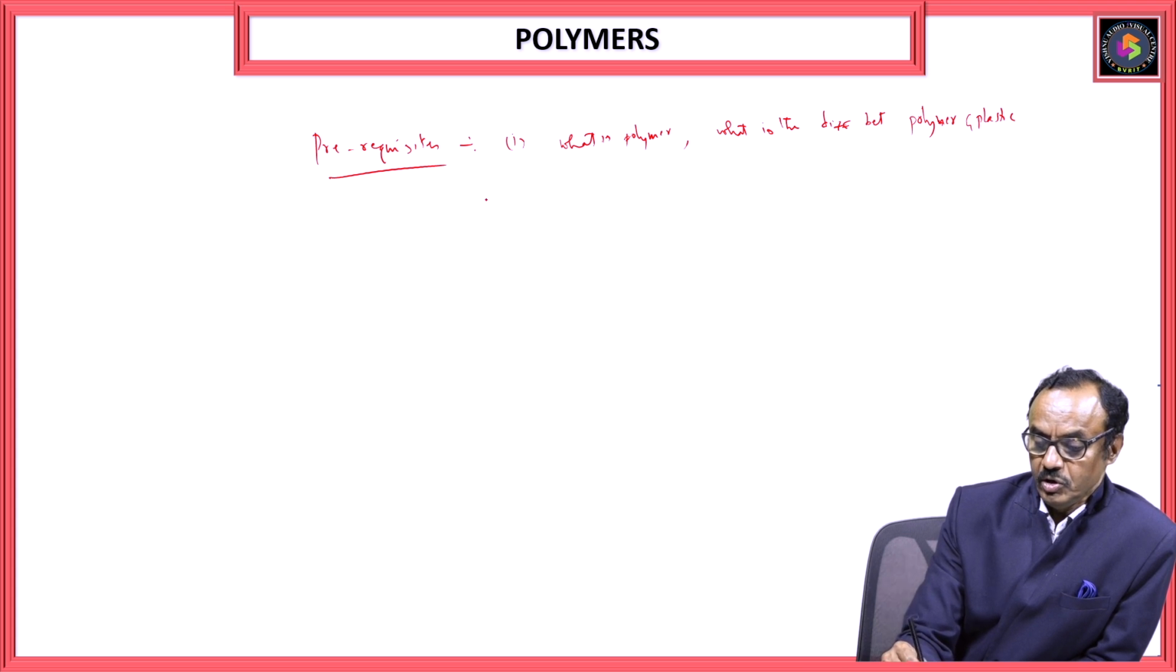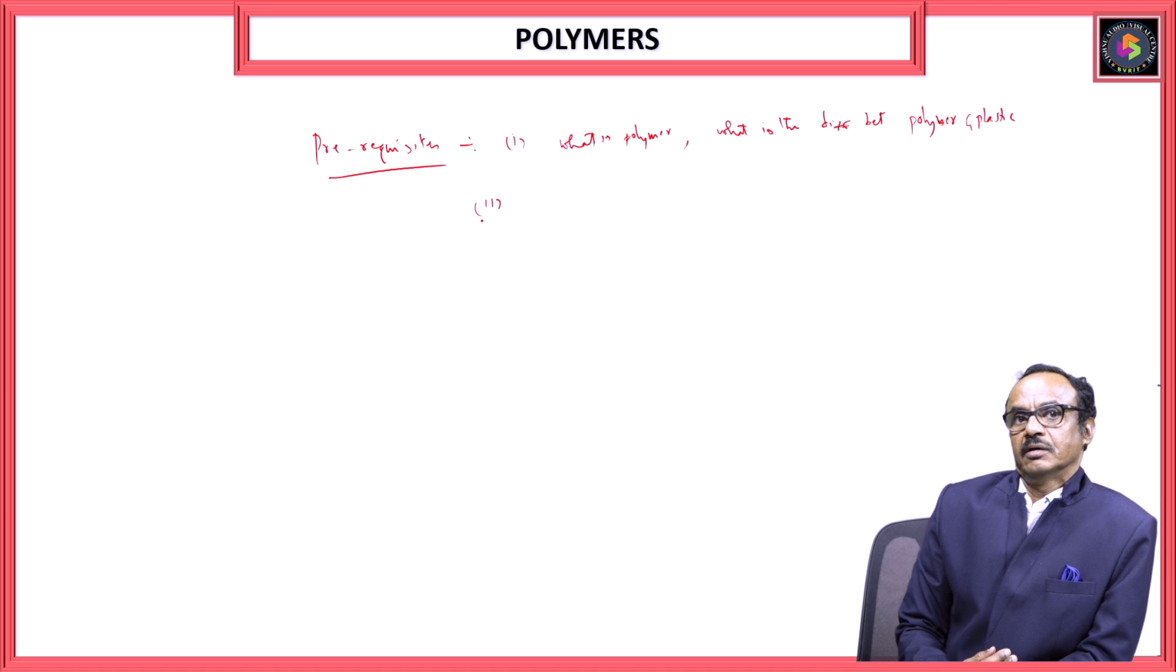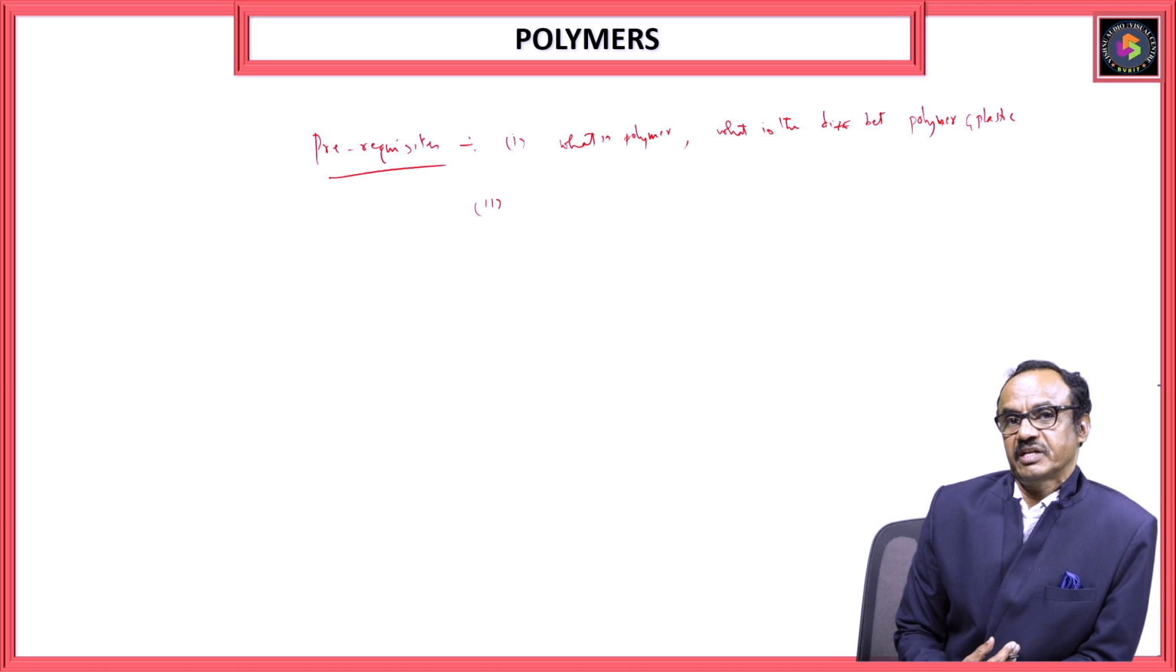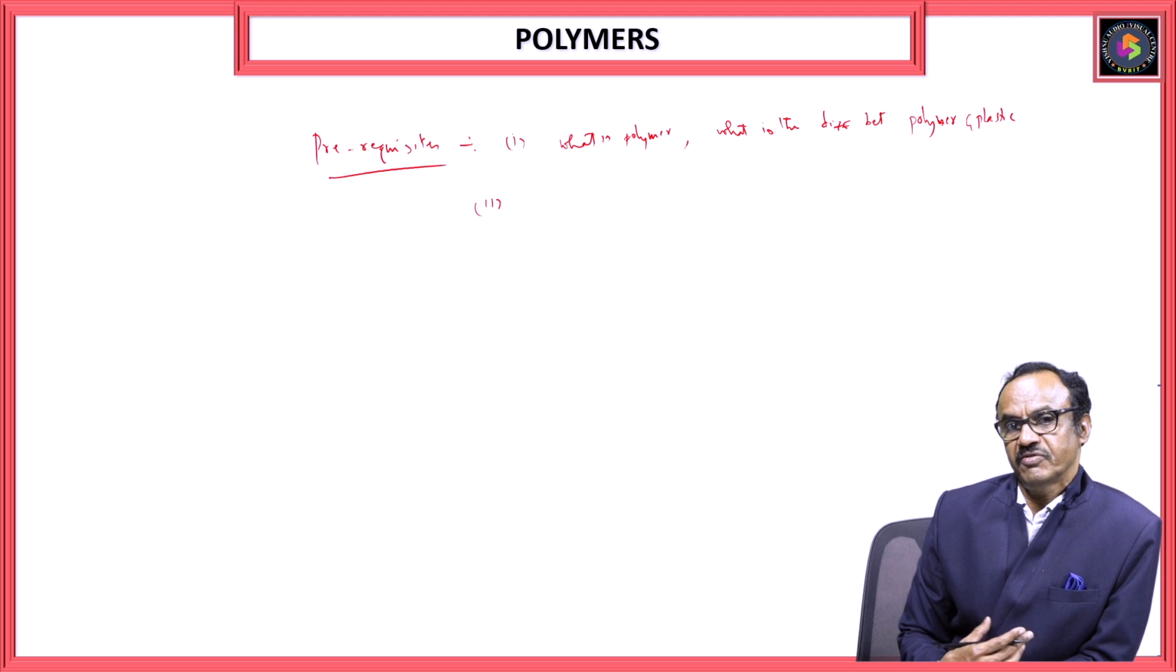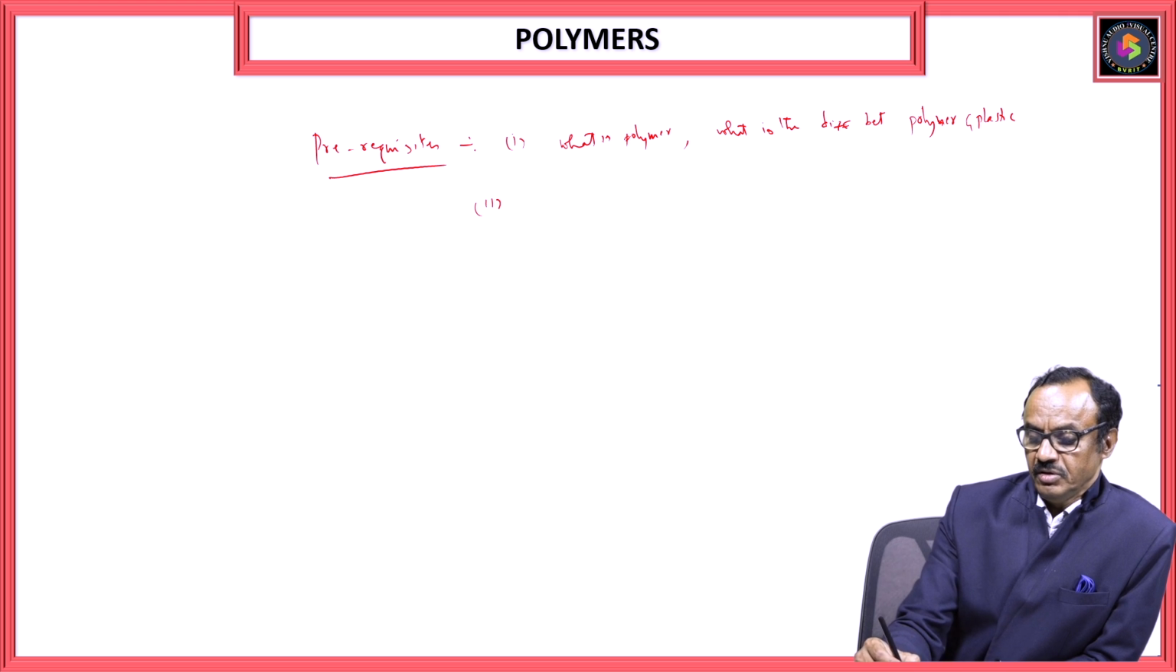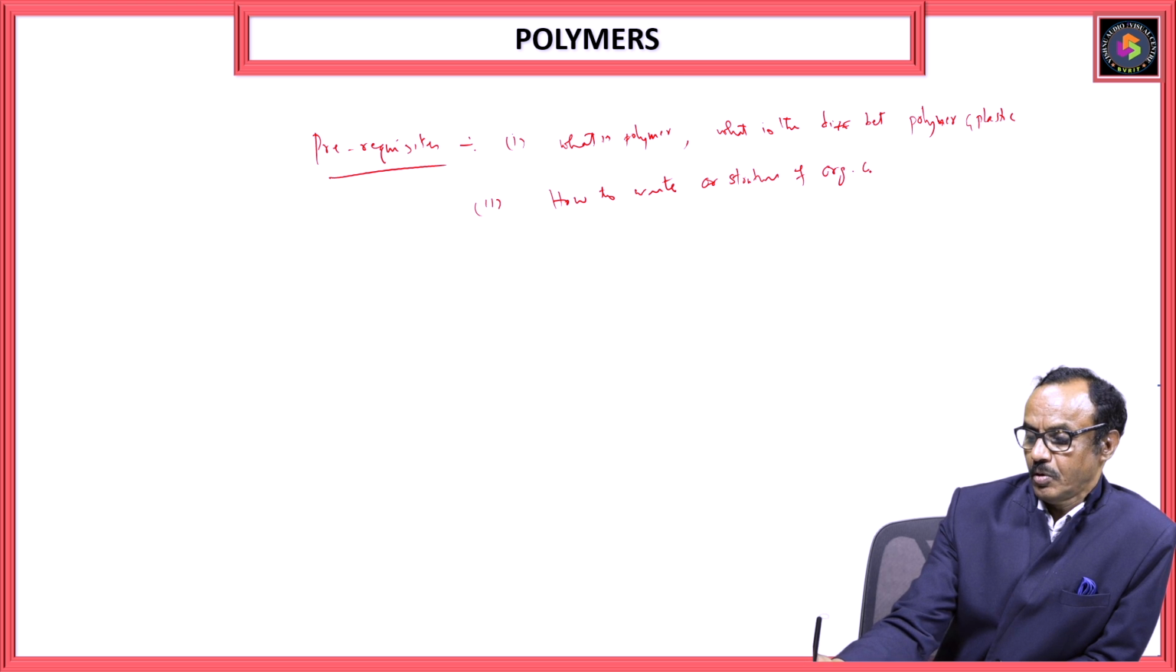Two, you need to check how to write the structure of an organic compound. Unless you can write the structure of organic compounds, it will be difficult to study polymers. Already you learned in intermediate how to write the structure of organic compounds, right?